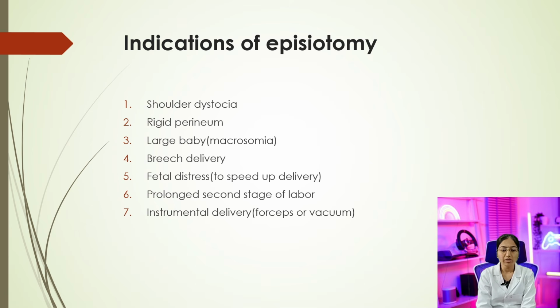And then second one is a rigid perineum. Third one is large baby, macrosomia. And then fourth one is a breech delivery. Here, breech delivery is nothing but when the fetus presents bottom down in the uterus. That is breech delivery. And then next one is fetal distress, that is to speed up delivery. And then sixth one is prolonged second stage of labor. And then last one is instrumental delivery, like forceps or vacuum. These are the indications of episiotomy.